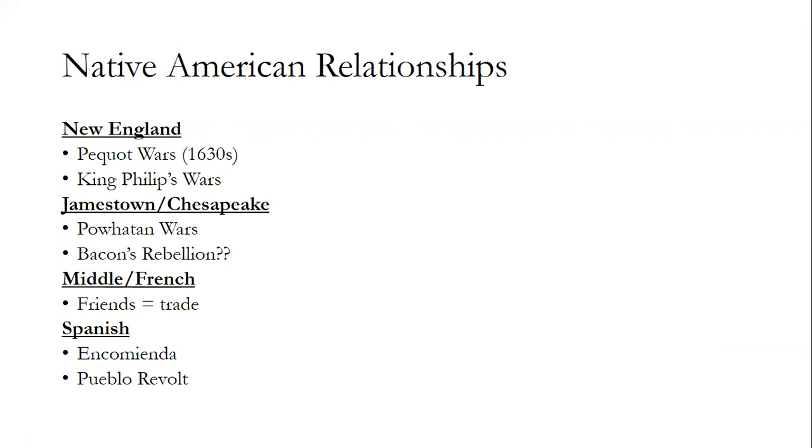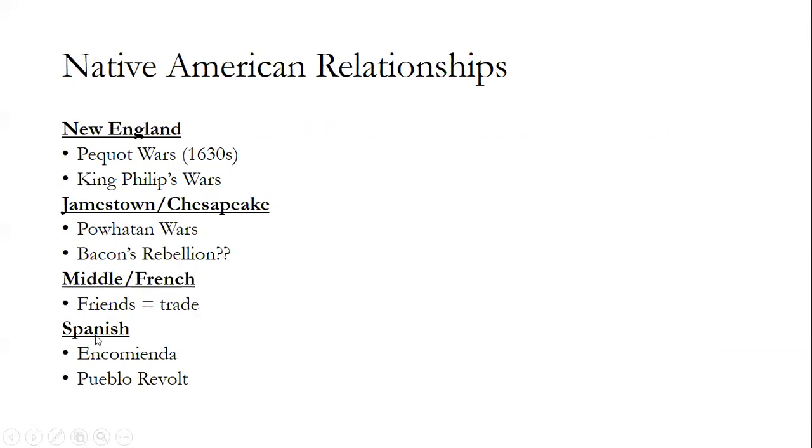So they wanted to fight the Native Americans. And some of the House of Burgesses did not want that. And because of that, that's why they rebelled. Now, the Middle and French colonies, they're pretty easy because they're friends. So because of that, they traded with the Native Americans. It's not like they didn't have any conflict, but it was very rare. And so it's easy to remember that Middle, French, friends, and that was for trade. And the major thing that they were trading was fur.